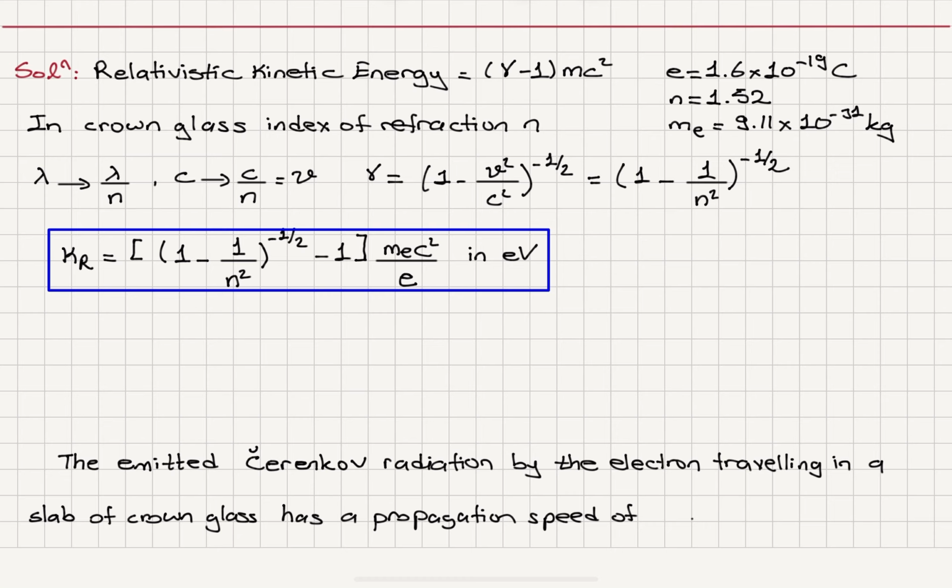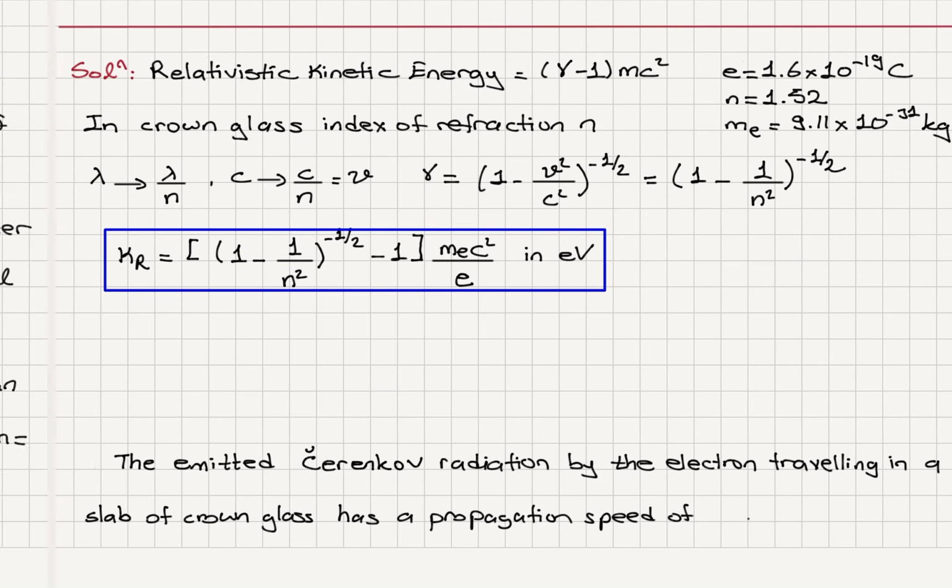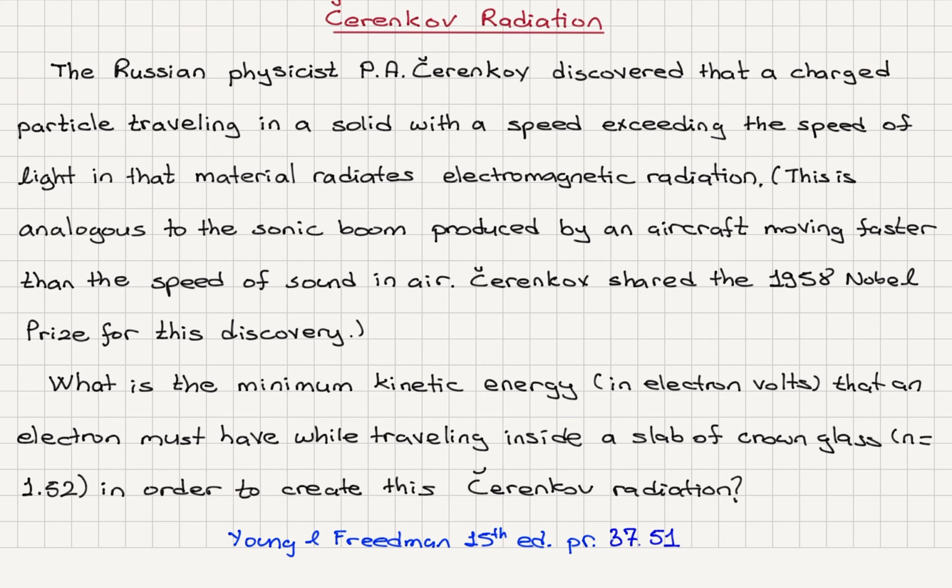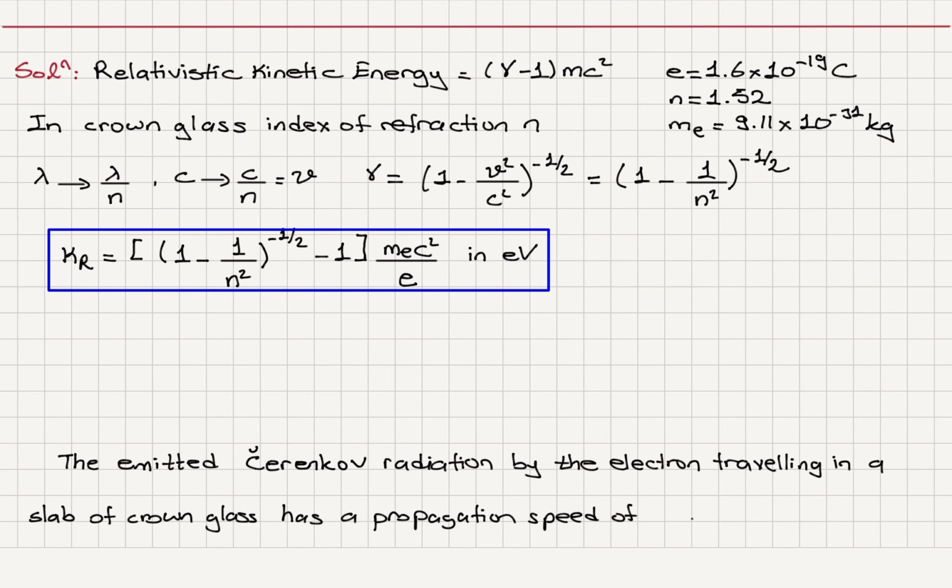Okay. And we know that the speed of the charged particle, which is the electron in this case, has to be greater than or equal to the speed of light in that material. So the smallest v we can have for Cherenkov radiation is c over n. So that's basically what we have substituted into the relativistic kinetic energy expression.